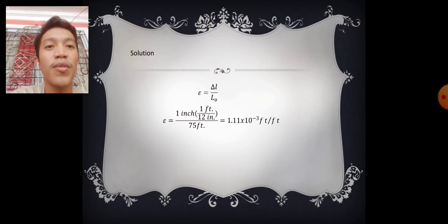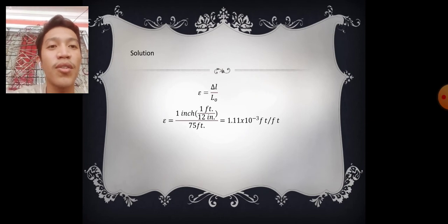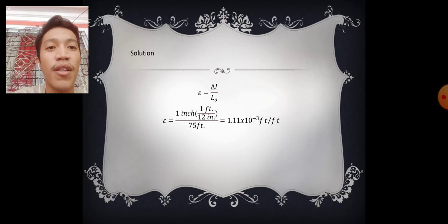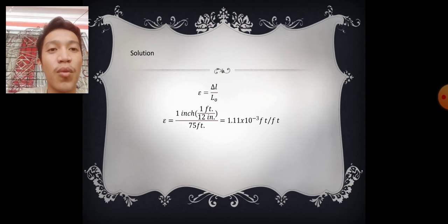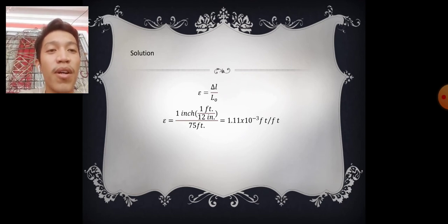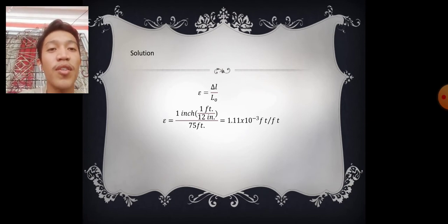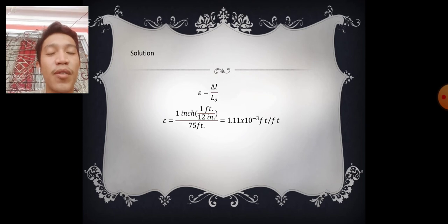So the formula of strain is epsilon equals the change of length over the original length. Now it's stated that the change of length is 1 inch, and we need to convert that to feet. So 1 inch times 1 foot over 12 inches, over the original length, which is 75 feet. We do the math, and we have 1.11 times 10 raised to negative 3 feet over feet, or it is unitless.